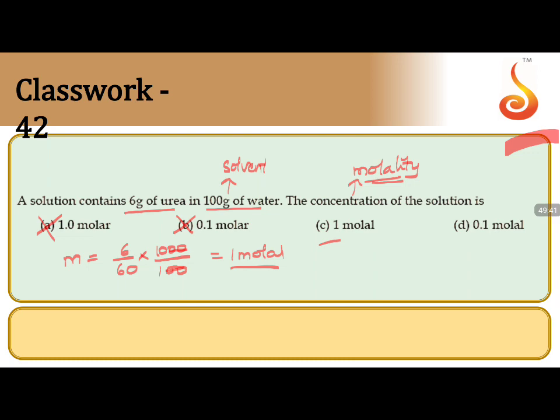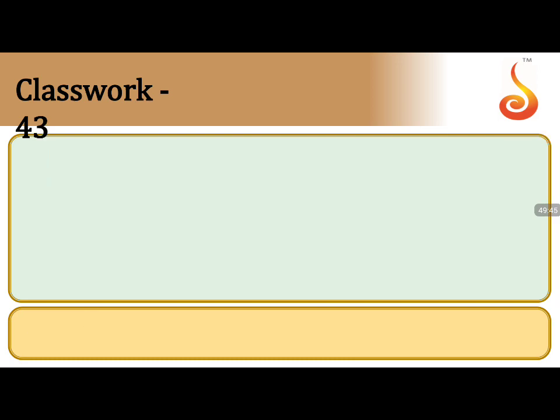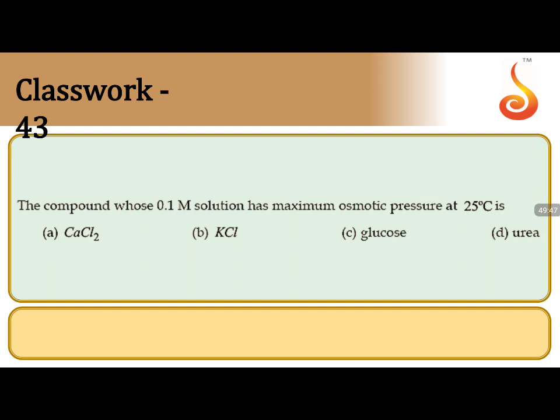So the answer will be option C. Now moving to the 43rd question. The compound whose 0.1 molar solution has maximum osmotic pressure at 25 degrees centigrade is... So osmotic pressure is directly proportional to Van 't Hoff factor when concentration and temperature are constant. It only depends on Van 't Hoff factor.